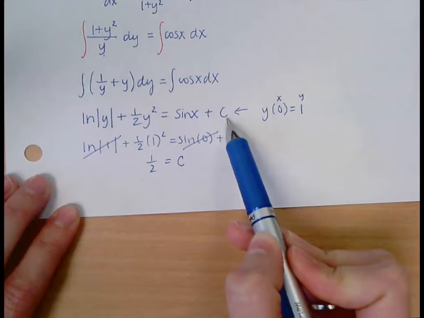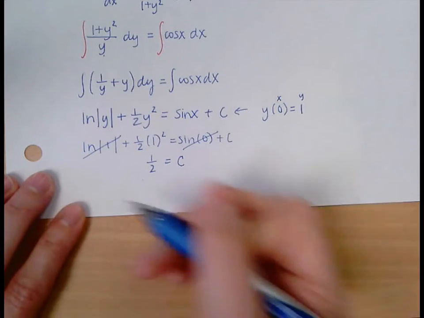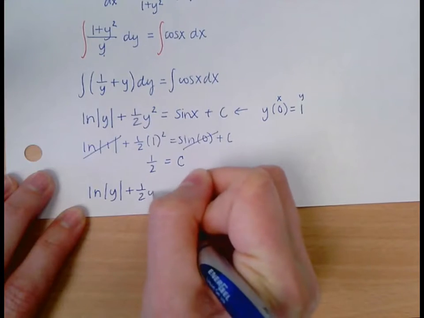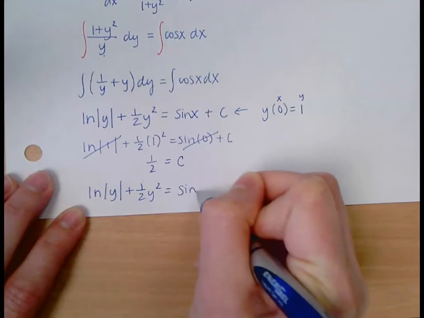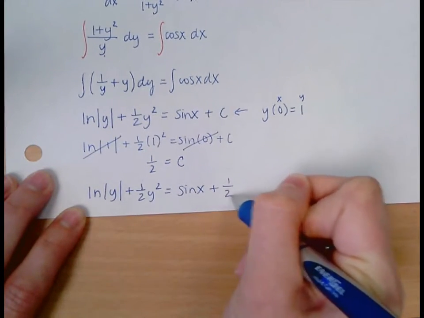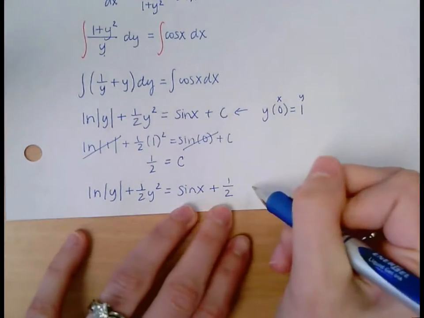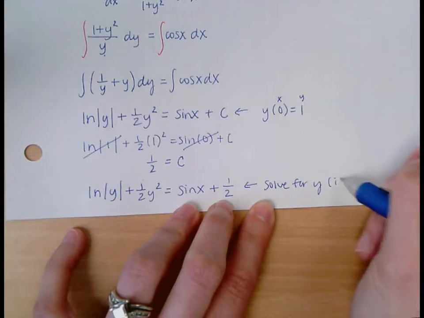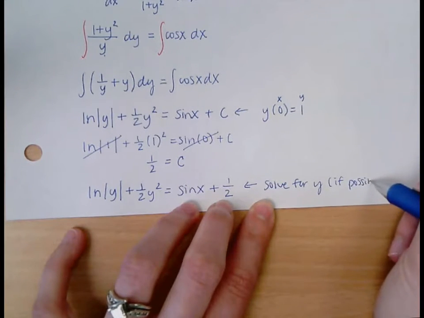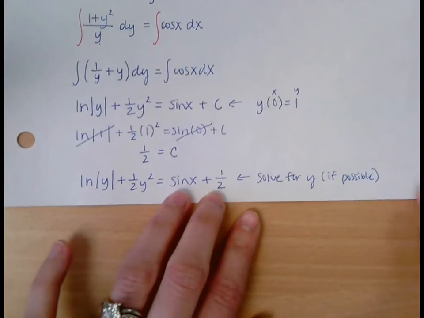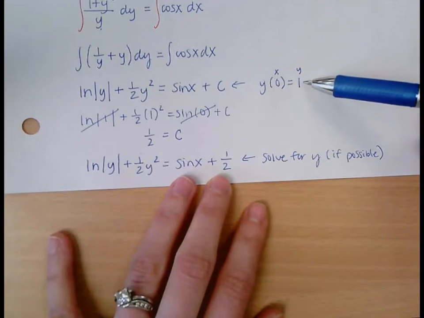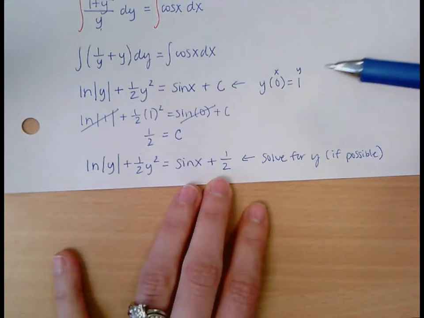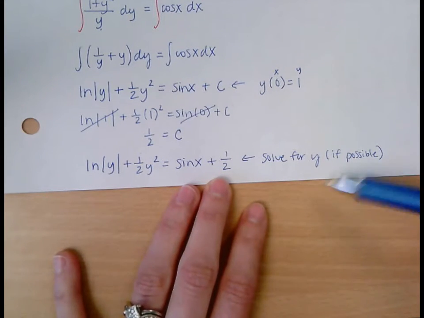Then substitute that back in. So natural log of the absolute value of y plus 1/2 y squared equals sine of x plus 1/2. And now, if you can, solve for y. So I'll put solve for y if possible. Just note that step. Once you have integrated both sides, if you are given a condition to find C, find it there before you try solving for y.